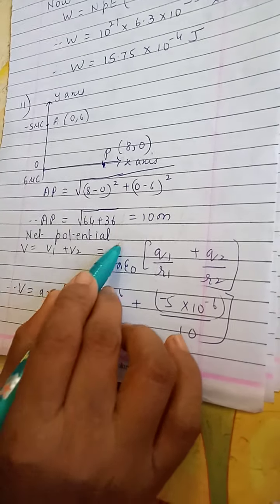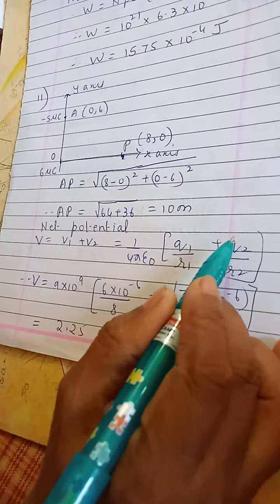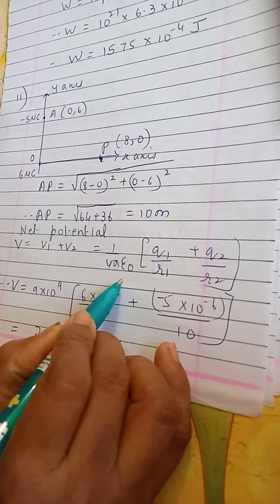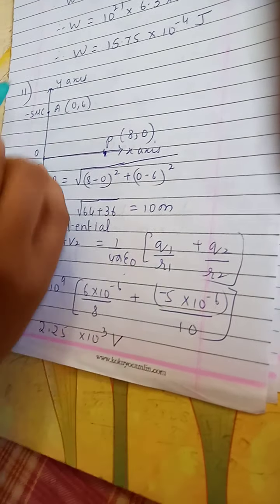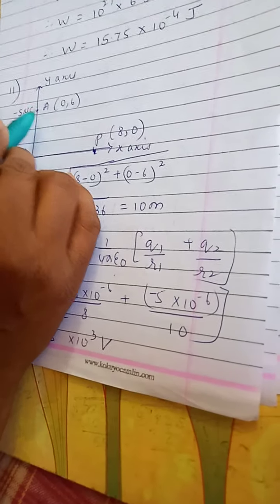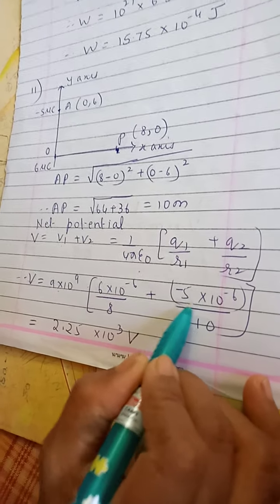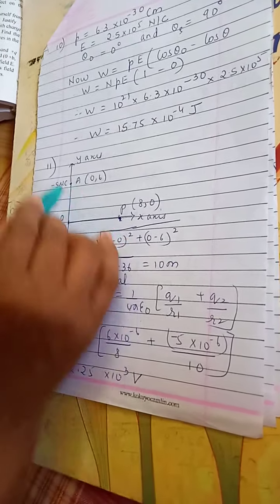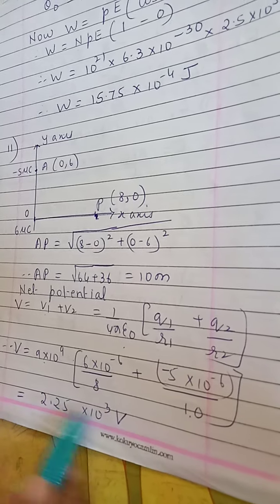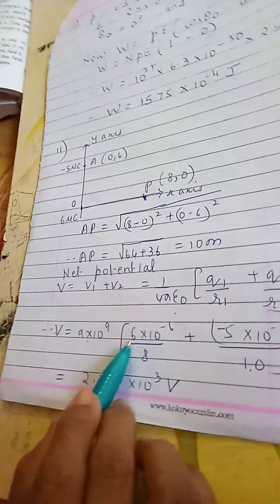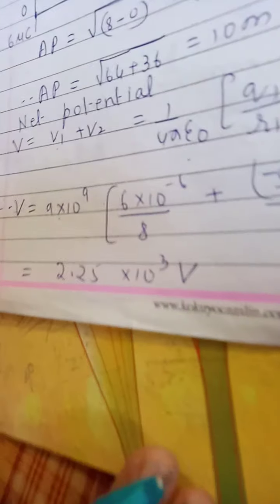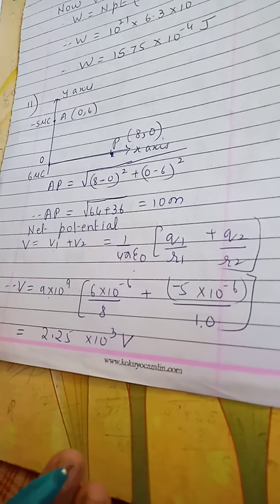That is, the formula is what? 1 upon 4 pi epsilon naught Q1 divided by R1 plus 1 upon 4 pi epsilon naught Q2 divided by R2. 1 upon 4 pi epsilon naught value is 9 into 10 raised to 9. Q1 is 6 into 10 raised to minus 6. What about R1? 8. Q2 is minus 5 into 10 raised to minus 6 divided by 10, because length AP is 10. So 6 minus 5, taking LCM, that is 60 minus 40, divide, you will get the answer as 2.25 into 10 raised to 3 volt. This is the first one.